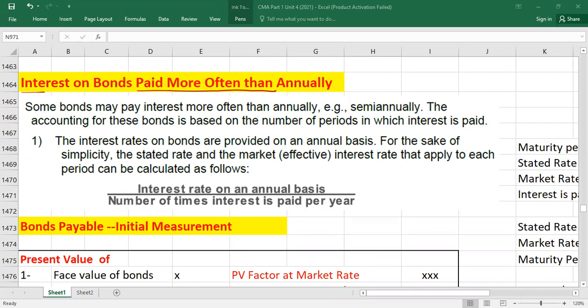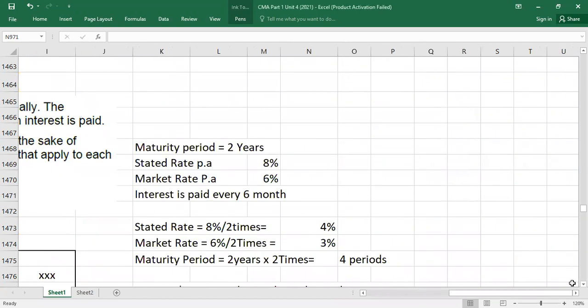So here we go, guys. Whenever you are dealing with bonds where you are paying interest twice a year, you have to adjust 3 things before doing any calculation. For example, let's assume in the question he told you the maturity period is 2 years, the stated rate per annum is 8%, and the market rate per annum is 6%. And he also told you interest is paid every 6 months.